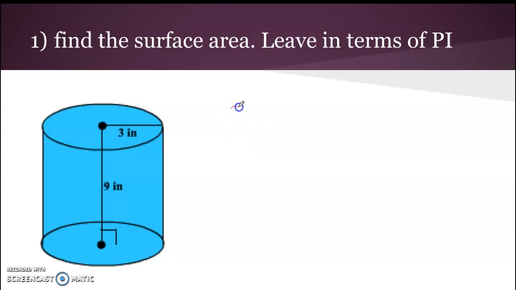The formula is 2 pi r squared, the two circles, plus the height times that entire round, which is 2 pi r. 2 pi r is known as your circumference. So it's the circumference that we're making, and then the length of it. Let's substitute. It says leave it in terms of pi, so 2 pi times 3 squared plus 9 times 2 pi times 3. We're leaving everything in terms of pi, so all that means is do not enter pi in the calculator.